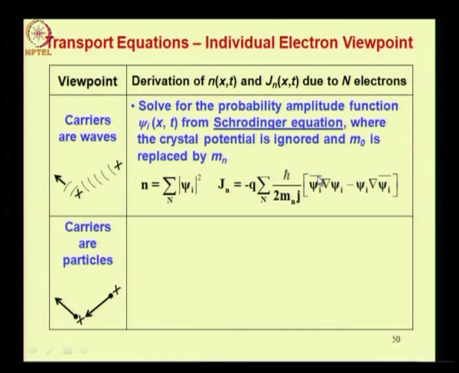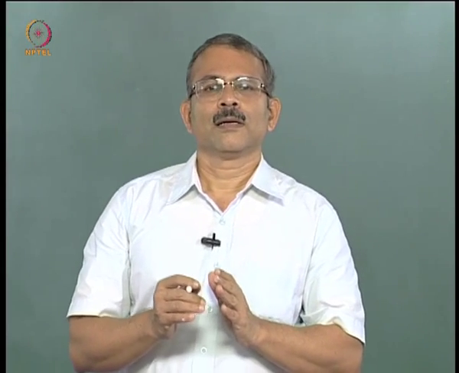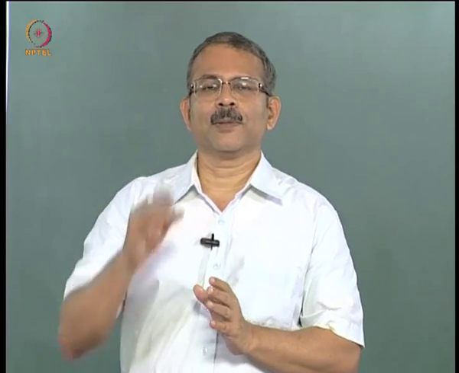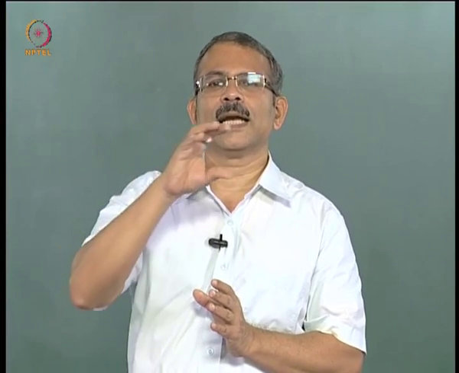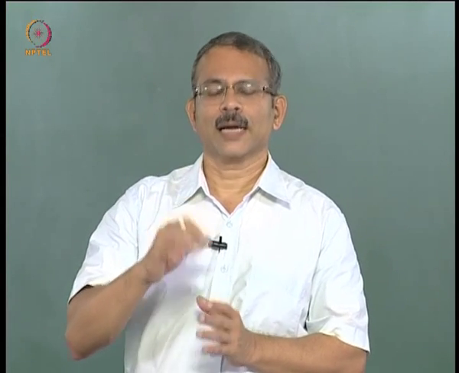Now psi I bar is the complex conjugate of psi I. So you are using a gradient here to find out the current. Very simply stated, the current of electrons is nothing but the probability current, because the probability is varying with distance. There is a gradient of the probability, therefore you are getting a current.